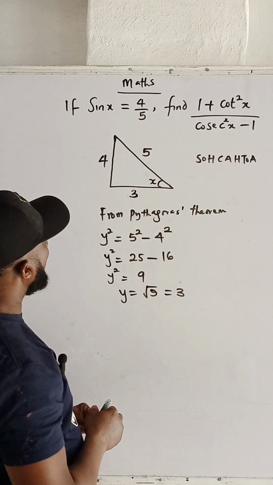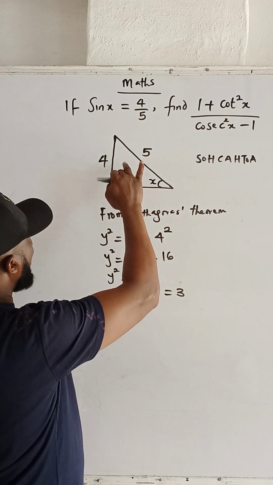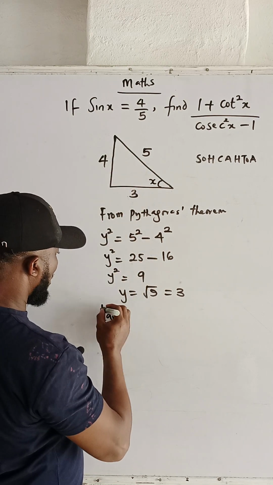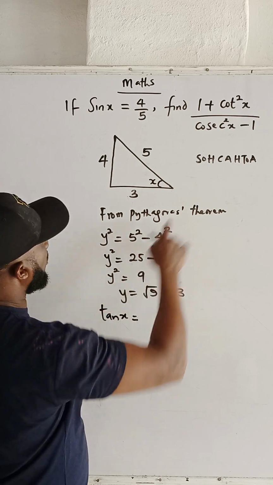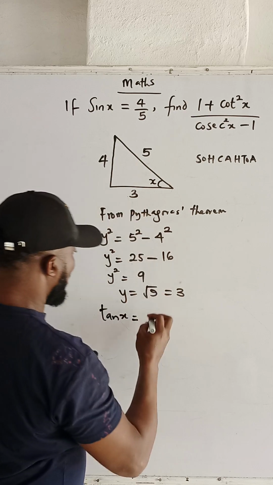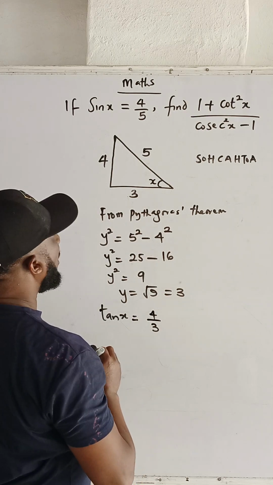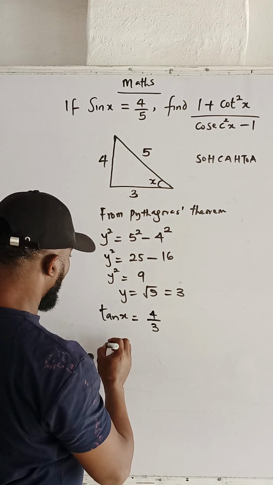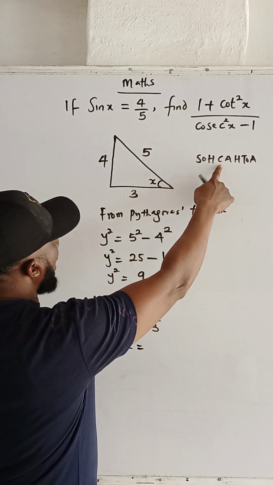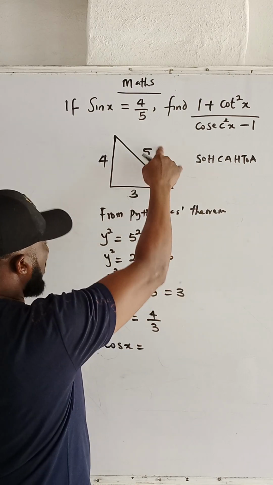Now to define the other trig ratios, from the right triangle here, tan x is equal to opposite over adjacent, which is 4 on 3. Then again, cos x is cosine, adjacent over hypotenuse. That will be 3 over 5.